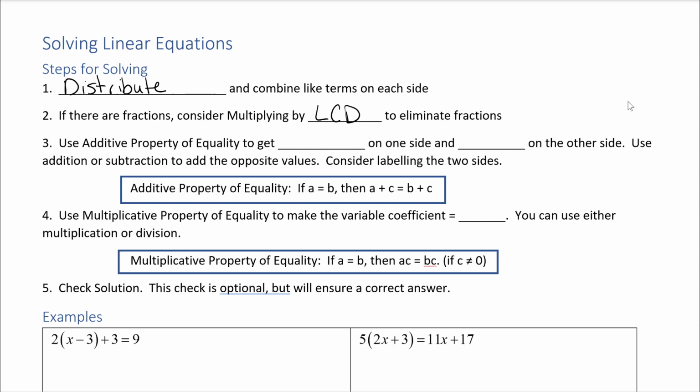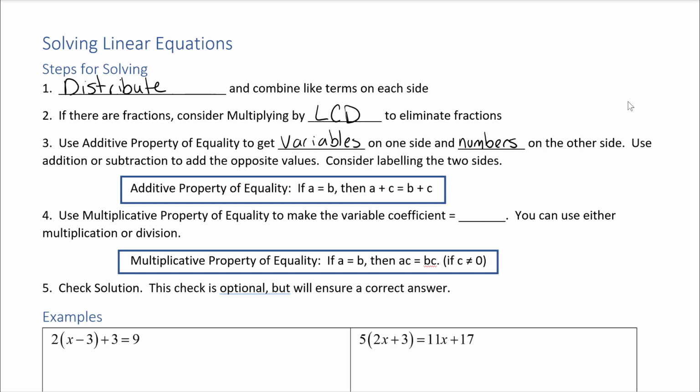Step 3, you're going to use the additive property of equality to get the variables on one side of the equation and the numbers on the other side. Now we're going to use addition or subtraction to add the opposite values here. I know it's called the additive property of equality, but you can use add or subtract. The additive property says if A equals B, then I'm allowed to add C to both sides. So A plus C is the same thing as B plus C. As long as I add the same thing to both sides, then I'm okay.